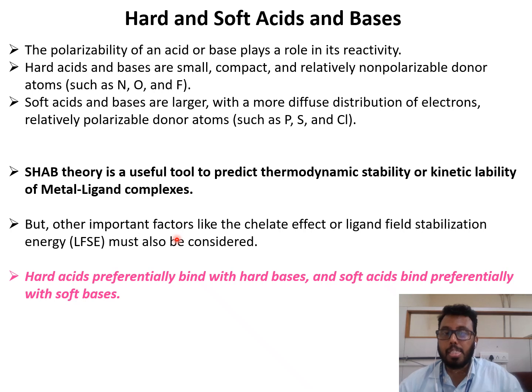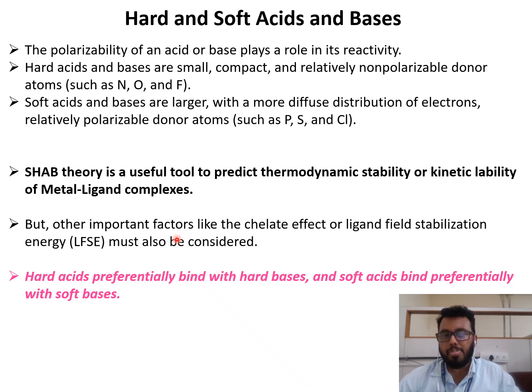Okay. So this HSAB theory is useful to predict the thermodynamic stability or kinetic lability of the metal ligand complex. We will see examples, particularly how we can determine the stability and also the kinetic lability. That's why we want to learn HSAB theory or principle in coordination compounds. But there are other factors like the chelate effect or ligand field stabilization energy, which should also be considered when you are discussing the HSAB theory.